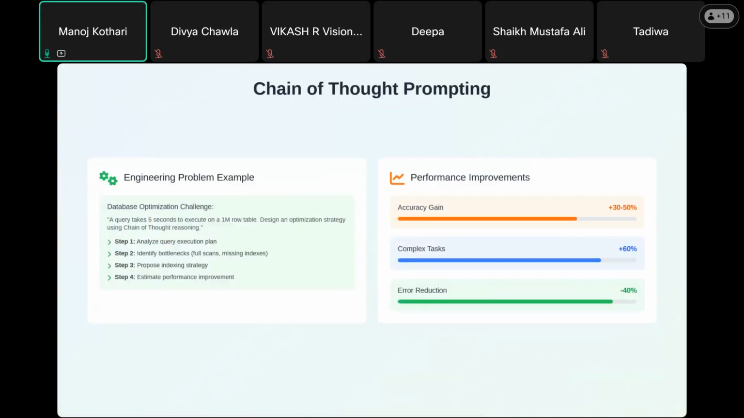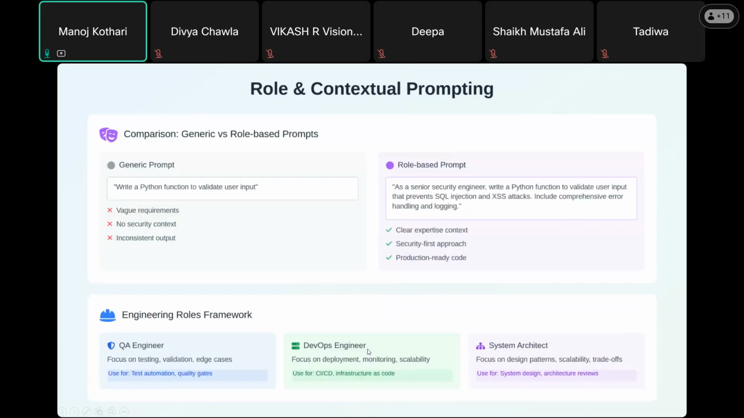So, are we clear with this chain of thought programming or zero prompts? Yes, sir. Understood. Perfect.